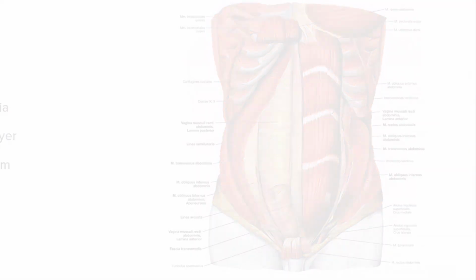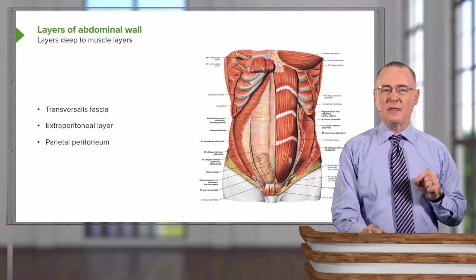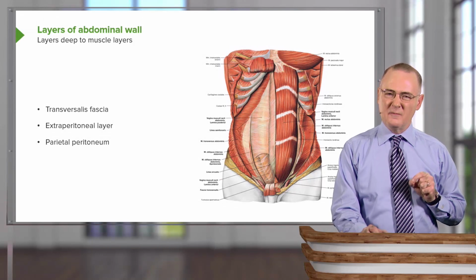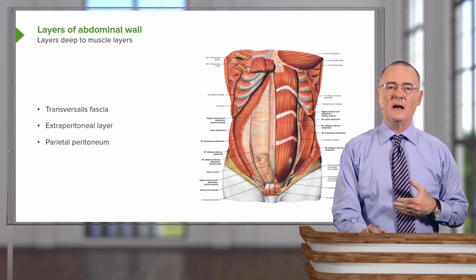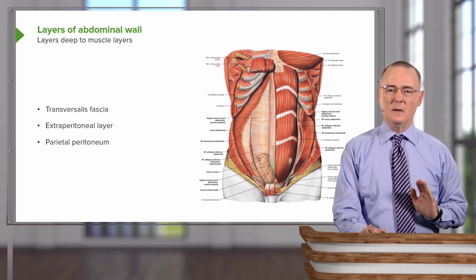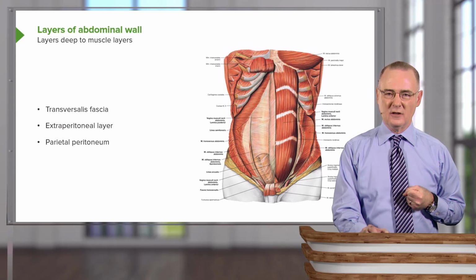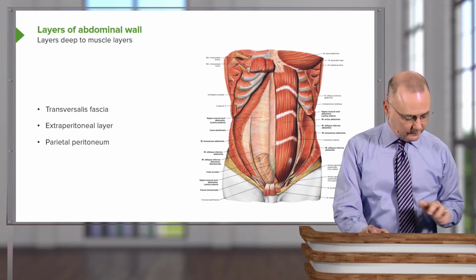What we cannot see here is just deep to the transversalis fascia. We'll have a thin layer called the extraperitoneal layer, and there's variable amounts of fat that can be detected here. And immediately deep to the extraperitoneal layer, you'll have the parietal peritoneum, which is lining the abdominal cavity. Once you go through the parietal peritoneum, you are then within the peritoneal cavity, and you can see the suspended abdominal viscera within the peritoneal cavity.